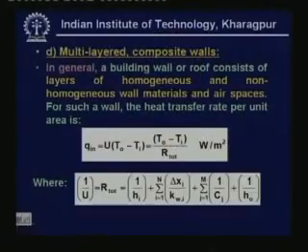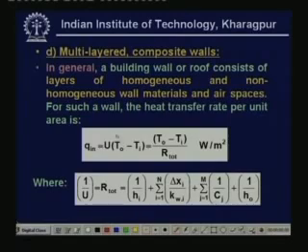So for a composite wall or multi-layered wall, the heat transfer rate per unit area or the heat flux is given by Q subscript in. This is equal to overall heat transfer coefficient U into temperature difference across the wall, T naught minus Ti. T naught is the outdoor temperature, Ti is the indoor temperature. Which is equal to T naught minus Ti by R total, where R total is the total resistance to heat transfer. So total resistance to heat transfer for a multi-layered composite wall is given by this expression.